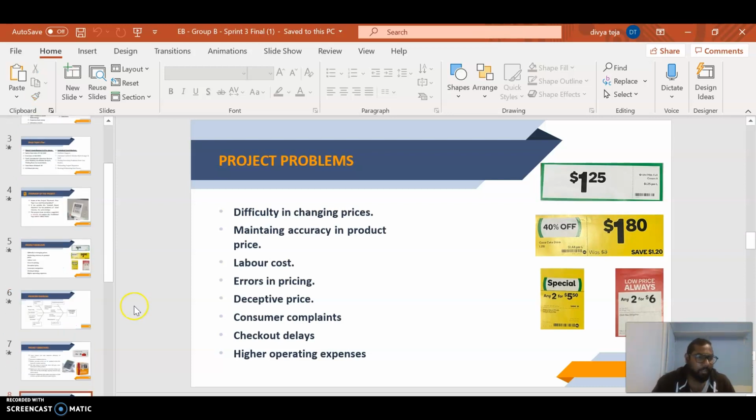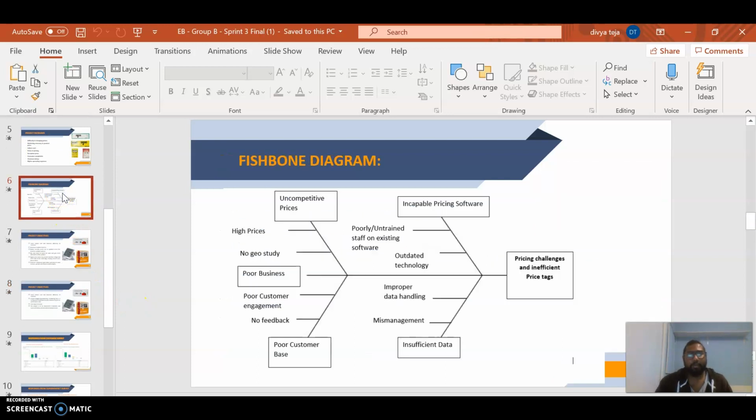Moving on, this is the fishbone diagram, which shows the main core problem is price challenges and inefficient price tags. The primary ones are incapable pricing software, insufficient data, poor customer base and competitor prices. The secondary problems are poorly trained staff, outdated technology, mismanagement, poor customer engagement, high prices and so on.